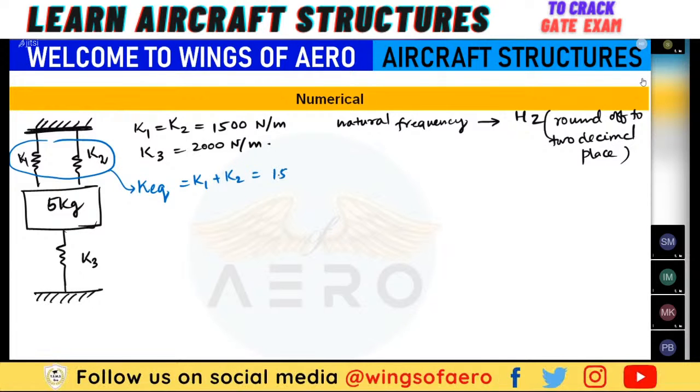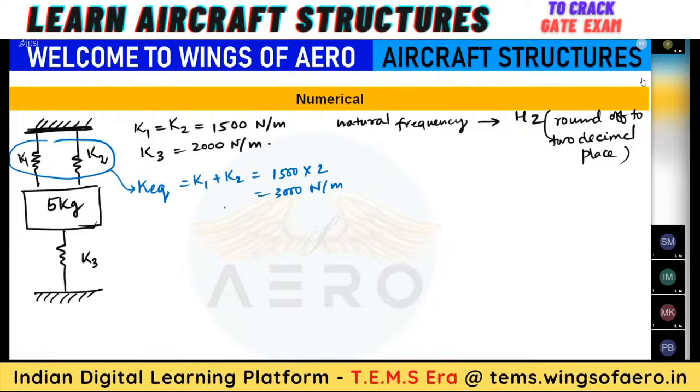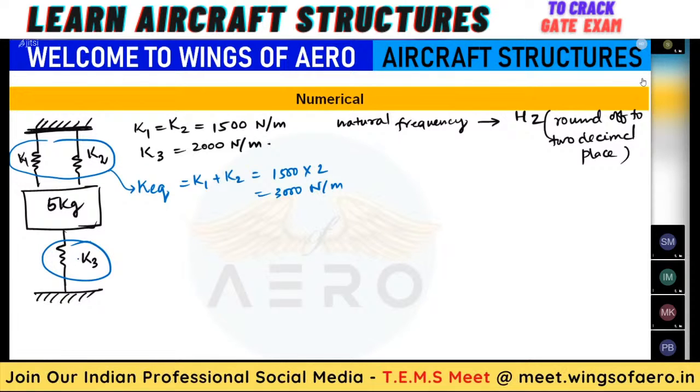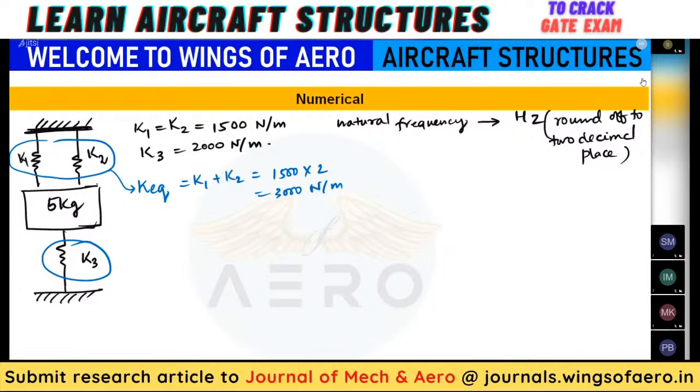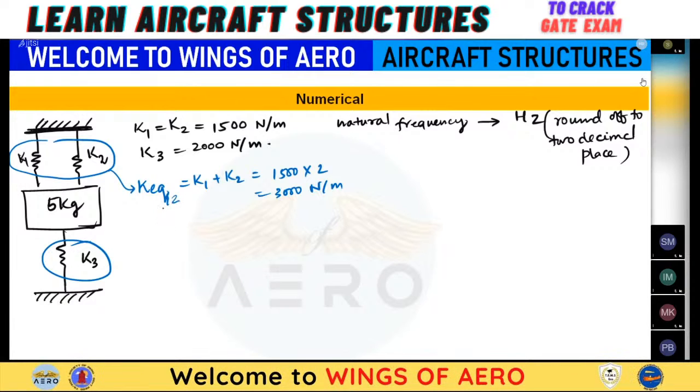Now if I do it into 2, I get this much. This is the equilibrium I found out for this one. Now here we have another K3. How can I consider this one and this one? Both are rigidly supported. Here is a mass. When such a system is there, you have to consider that K3 and the equilibrium of 1, 2 are also connected parallel with each other.